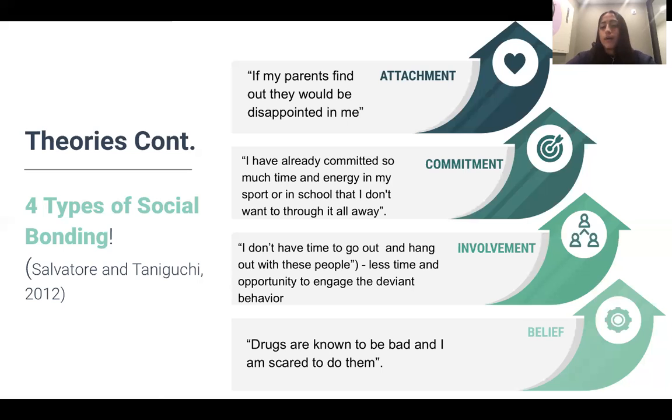And then the fourth one is belief. So if I believe or my family believes that marijuana is bad and I believe that it's bad for me, then I'm not going to do it because I'm scared of smoking that drug.